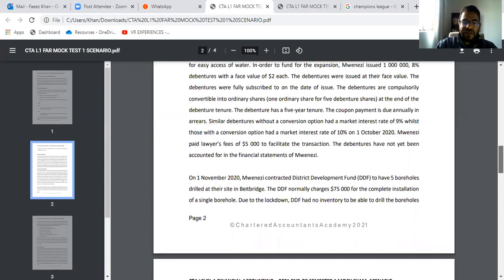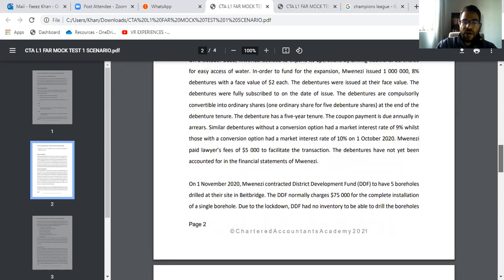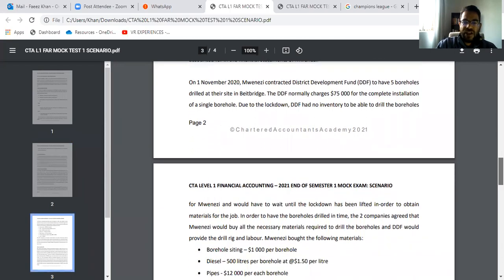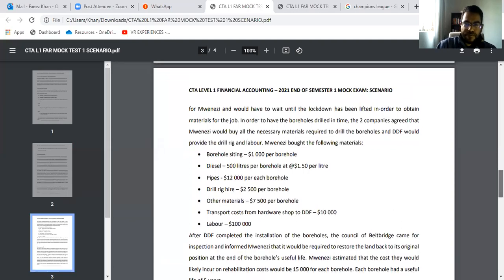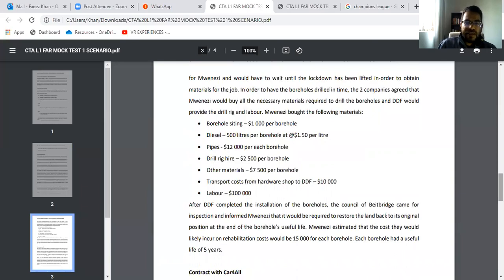On 1 November, Wanezi contracted District Development Fund to have 5 boreholes drilled at their site in Bridge. The DDF normally charges $75,000 for the complete installation of a single borehole. Due to the lockdown, DDF had no inventory to be able to drill the boreholes for Wanezi and would have to wait until the lockdown has been lifted in order to obtain materials for the job. In order to have the boreholes drilled in time, the 2 companies agreed that Wanezi would buy all the necessary materials required to drill the boreholes and DDF would provide the drill, rig, and labor. Wanezi bought the following materials. So there we have borehole, diesel, pipes, drill rig hire, other materials, transport costs, and labor.